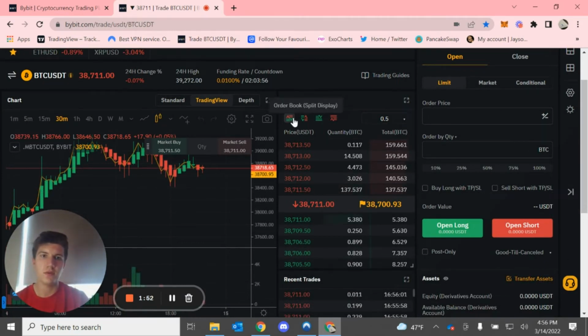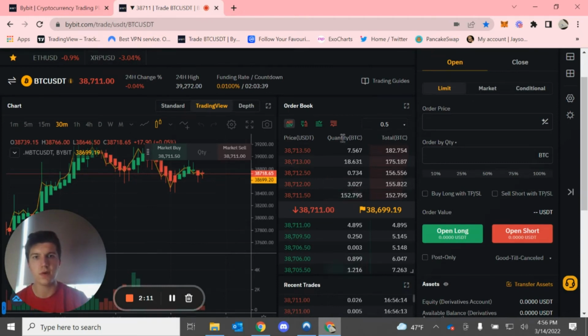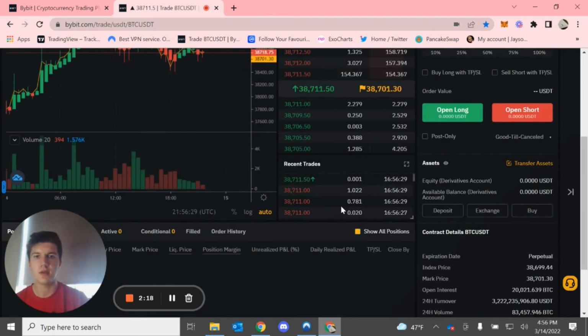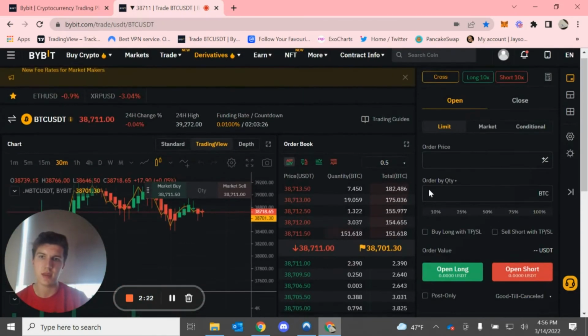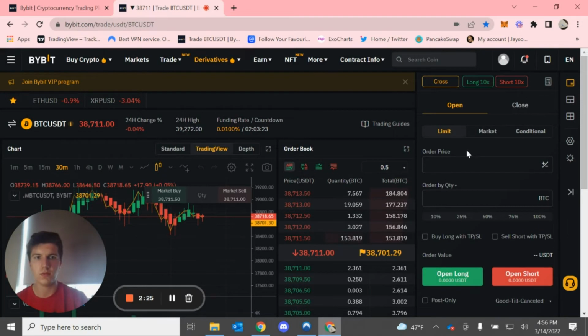This is all the orders. So you have the price of Bitcoin right here. And then you have the quantity in Bitcoin, and then the total quantity at that price level. And so up here you have all the sell orders pretty much. And then right here, this green, you have all the buy orders, and then it will show you all the recent market trades. I know it's a lot to take in at first, but we'll get there.